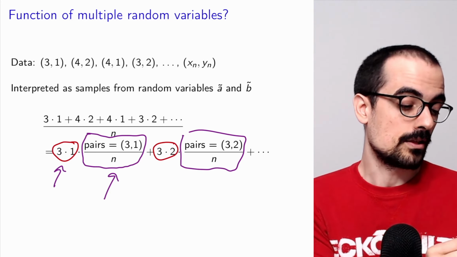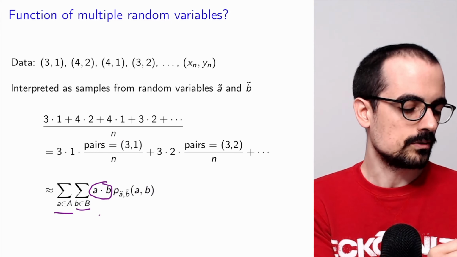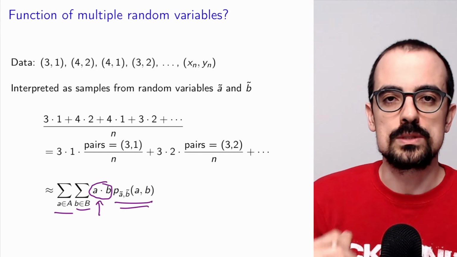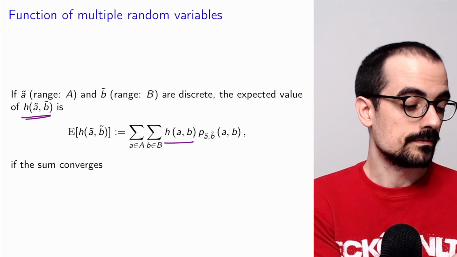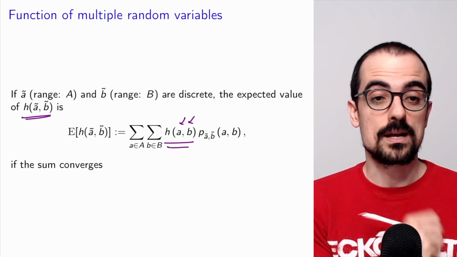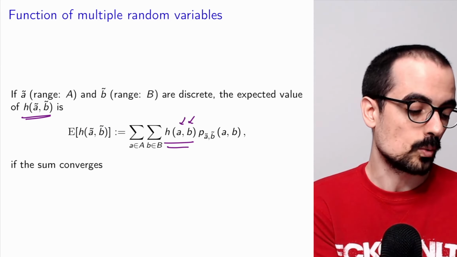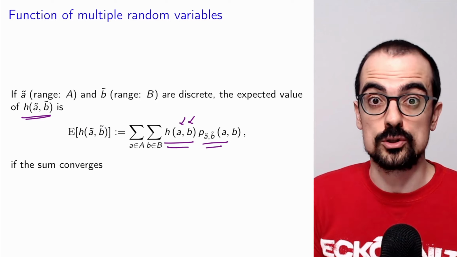So we end up with this formula where we sum over all the possible values of the two variables, and we take the function that we're interested in and multiply it by the probability that we see those two specific values, and then we sum over all the possible pairs of values. We can do this for any function of two discrete random variables. We take all the possible values of the two variables, we plug them into the function, and then we sum over all those possible values, weighted by the joint PMF of the two random variables. It's very important to use the joint PMF.